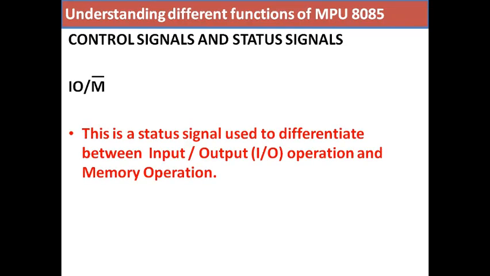Well, IO/M bar, this is a status terminal which is used to differentiate between the operations that the microprocessor is currently in. Now when the microprocessor is communicating with memory, the IO/M bar terminal will be low, and if it is communicating with the input output device, the terminal will be high.